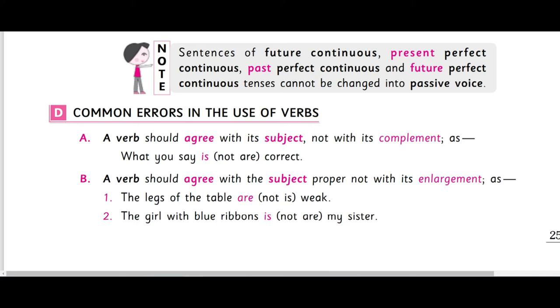A verb should agree with the subject proper, not with the enlargement. For example, the legs of the table: legs of the table means four legs, so it is plural, so we use are. The girl with blue ribbons: the subject is the girl, and the blue ribbons is an enlargement. So we consider the subject. The girl is singular, so we use is: the girl with blue ribbons is my sister.